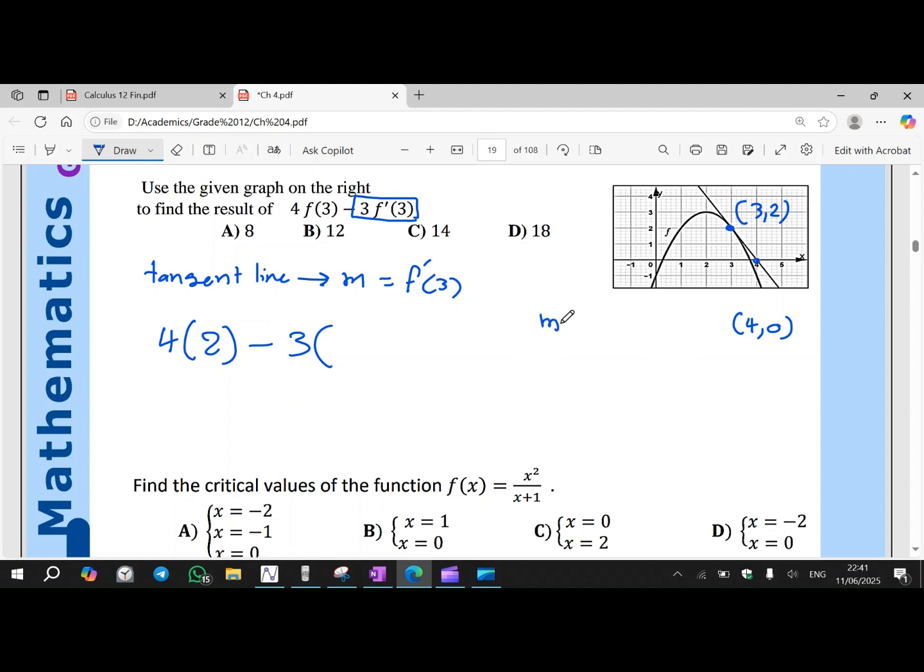That's good. Slope is equal to y2 minus y1, 2 minus 0, over x2 minus x1, 3 minus 4. The answer is 2 over negative 1, that is negative 2. Checking the information, this line is decreasing from left to right. Its slope is negative. That's logical. That is correct. Then this negative 2 is slope, which is f prime 3. Negative 2 goes there. 4 times 2 is 8. Minus minus will be plus 6. Answer 14. C is the right answer.